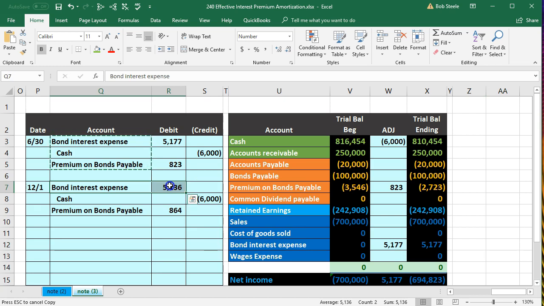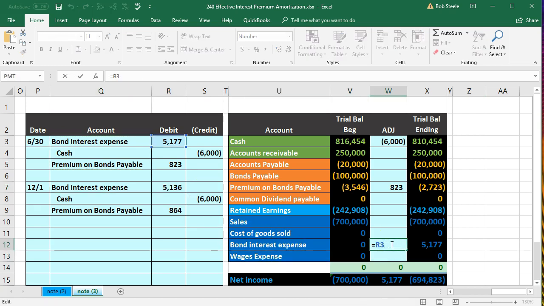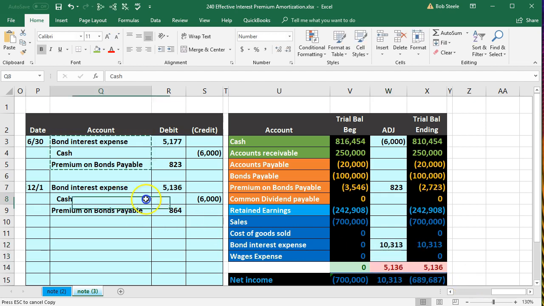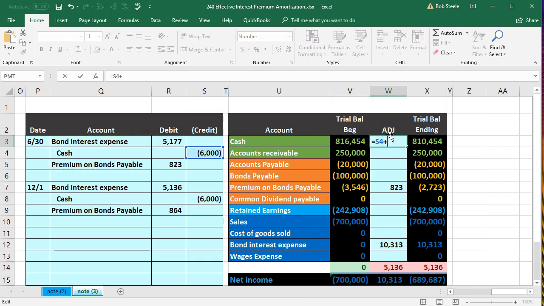So here's our bond interest expense. Here's our bond interest. Double click on that. We're going to go to the end of it. Plus, point to that 5,136, bringing this up, putting us out of balance, bringing net income down. Then we've got the cash. So here's the cash. We're going to be in the middle column. Double click on that. Go to the end of it. Plus, point to the 6,000, bringing that amount down.